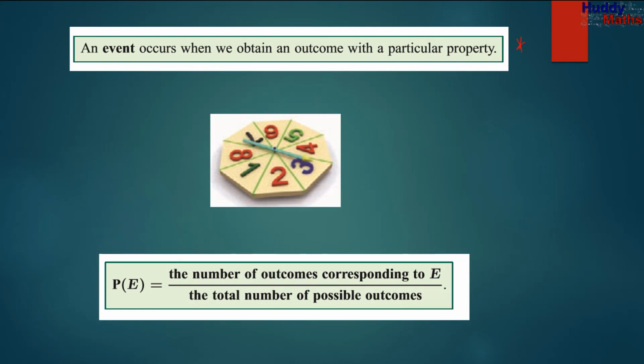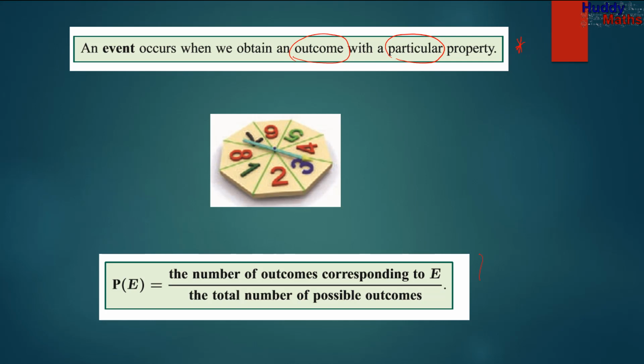Okay, so here we are. An event occurs when we obtain an outcome with a particular property. So it's one of the outcomes that we're looking for, a particular property. Okay, so I hope you've written these down. If you haven't, do it now.